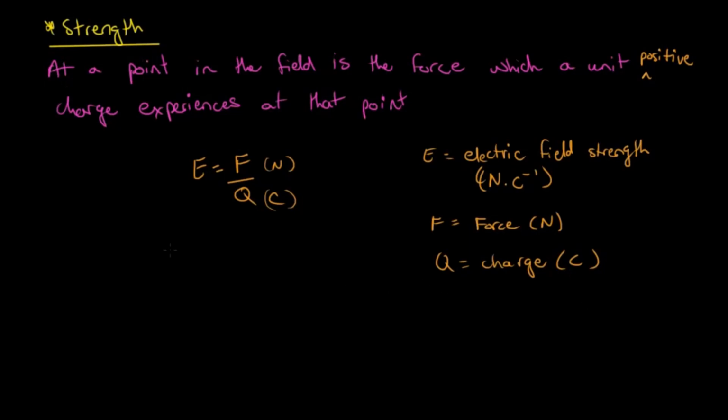This is also a vector quantity. In other words, there will be a direction of the electric field strength. That's why in the previous drawings there were directional arrows. Therefore, it is a vector quantity. It will be in the same direction as the direction of the force that's experienced by the positive test charge or positive unit charge.